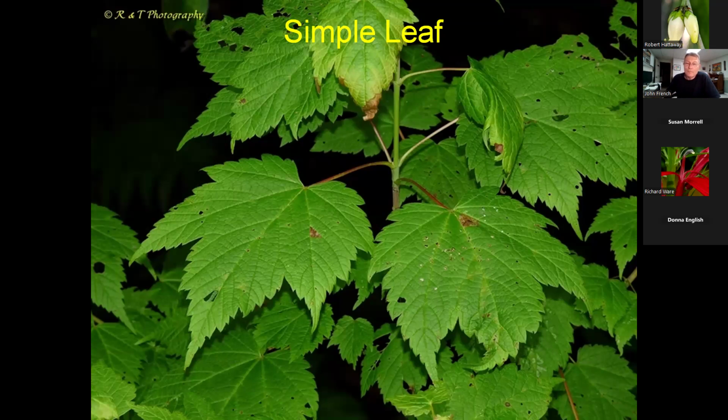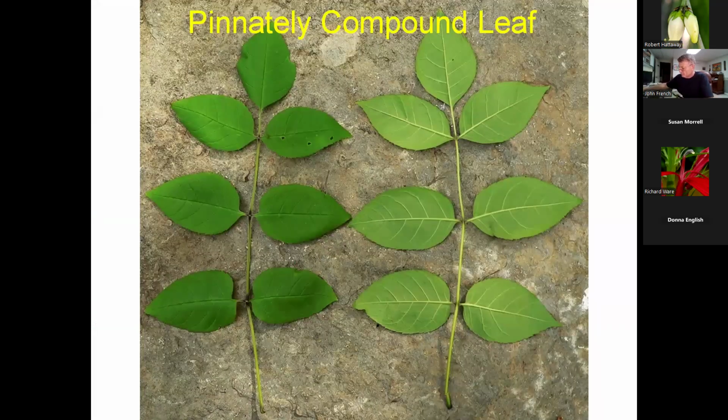We don't want to go too fast through this because when we get into keying, I have got 10 species to key. That's being optimistic, but hopefully we'll get through all those. This is a good example of a simple leaf. Of course, this is mountain maple, actually. And this one here is a good live example of a pinnately compound leaf.